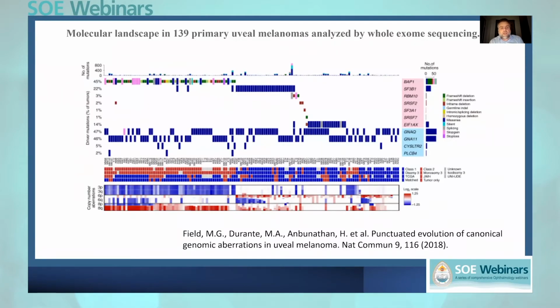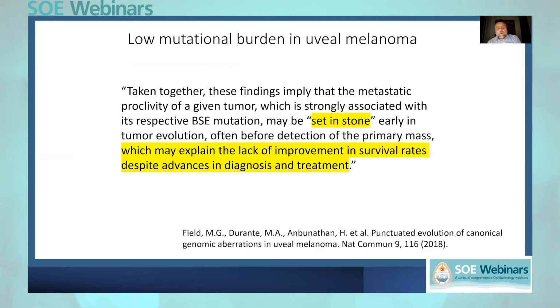Bill Harper's group from Miami investigated 139 primary uveal melanomas and found that the mutational burden was very low. They also identified that the mutational changes happened exclusively in the tumors, and they were able to identify 2 to 3 groups, 1 low, intermediate, and high risk group for developing metastatic disease. This led the group to propose the hypothesis that these early exclusive mutational changes defined the fate of the patient no matter what treatment was given to the patient.